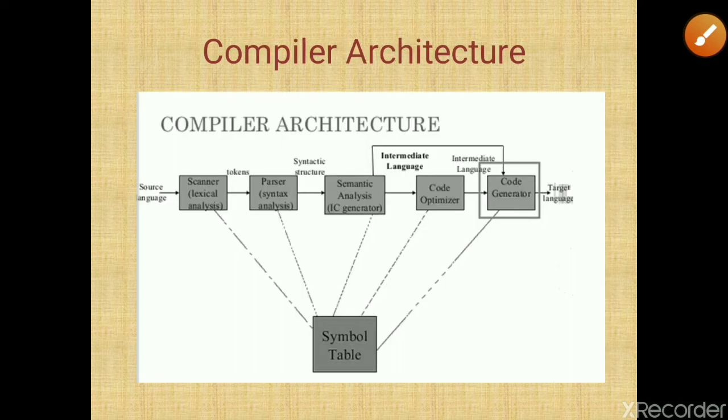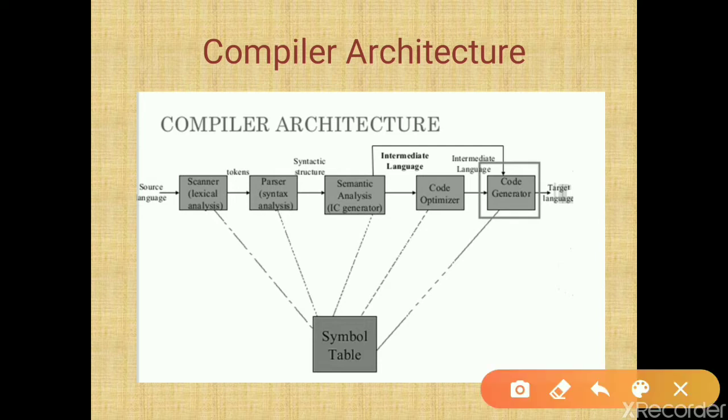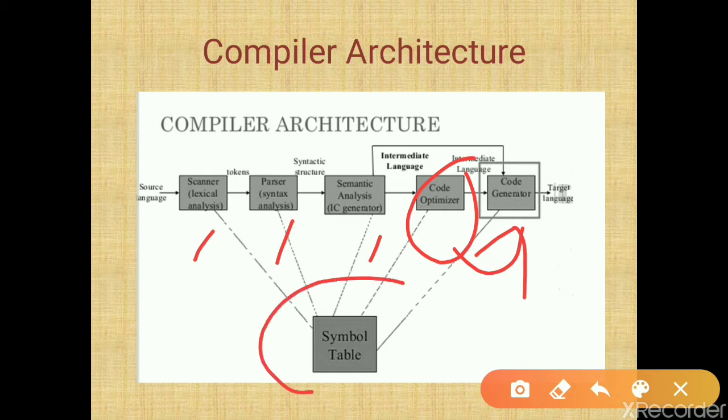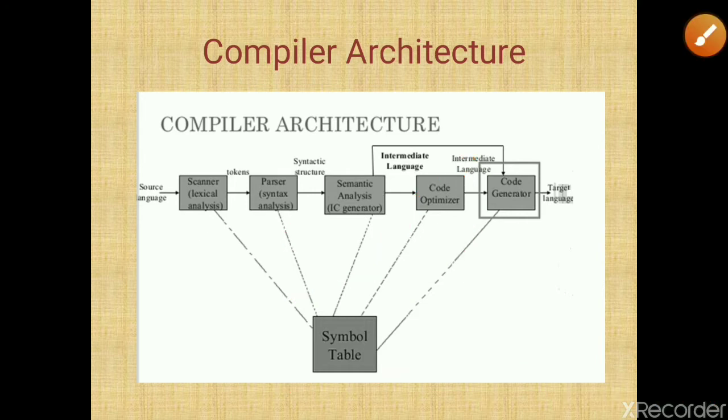So this is the compiler architecture. We already discussed all of the phases like lexical analysis, syntax analysis and semantic analysis. After that intermediate code is generated, then code optimization, and the last phase is code generation. We take the intermediate code along with the symbol table as input to the code generator to produce the final target language.